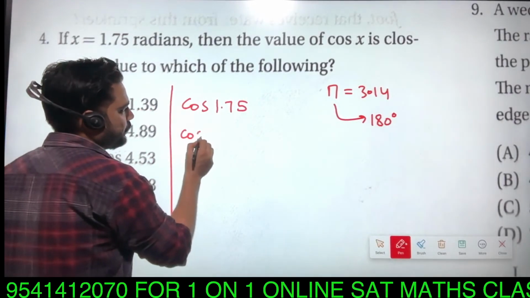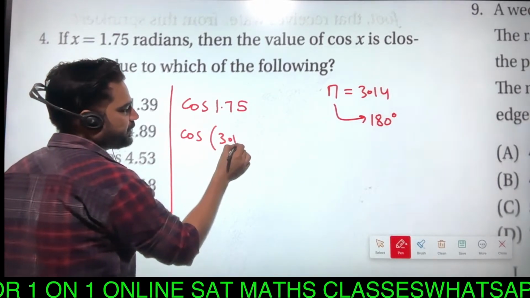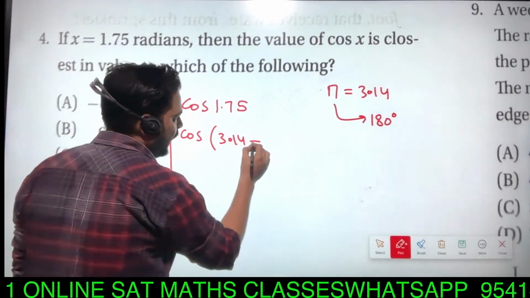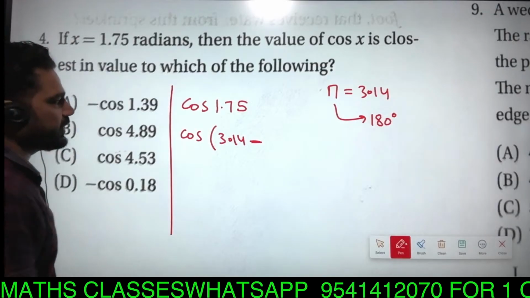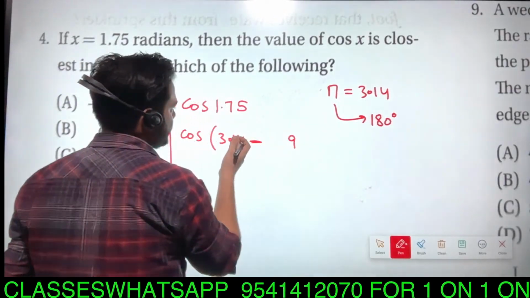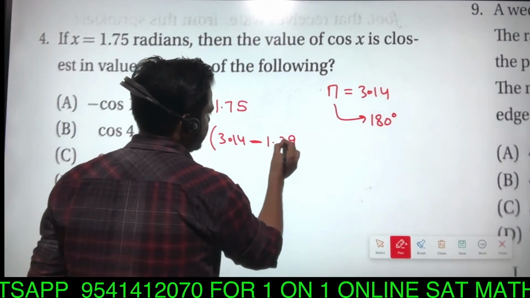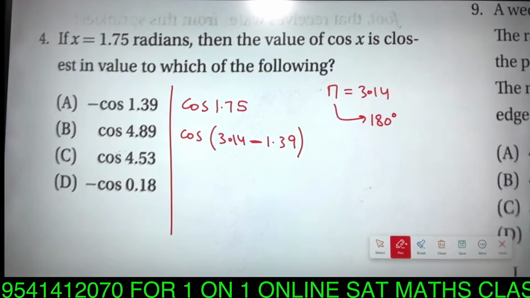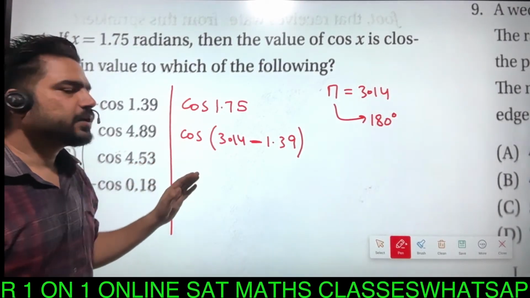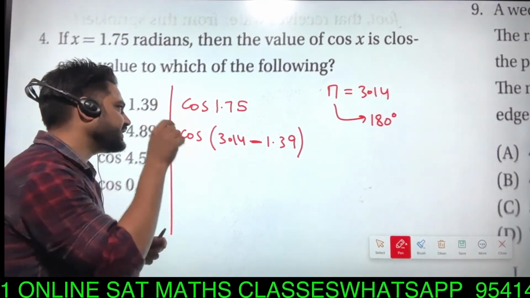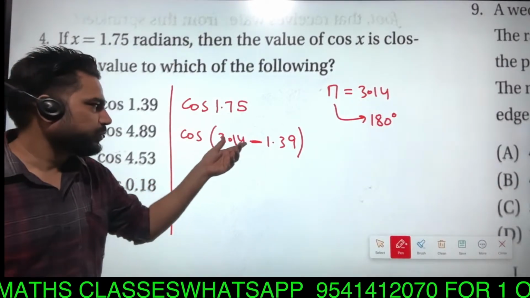So this 1.75 we can write as, firstly we start with pi, which is 3.14. How much angle do we have to subtract from 3.14 so that we get 1.75? You can directly subtract them. If you subtract, it will be 9, it will be 3, and it will be 1.39. Okay, 1.39. So this is the angle. If we subtract 1.39 from 3.14, we get the same value, 1.75. So basically what we have done here is write 1.75 in another form, and the other form is 3.14 minus 1.39.